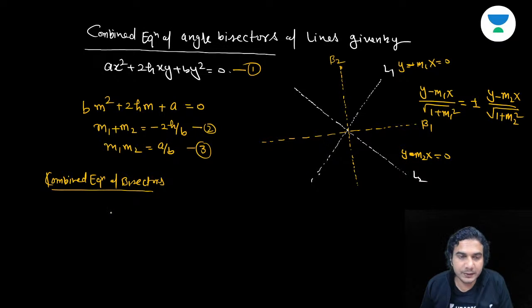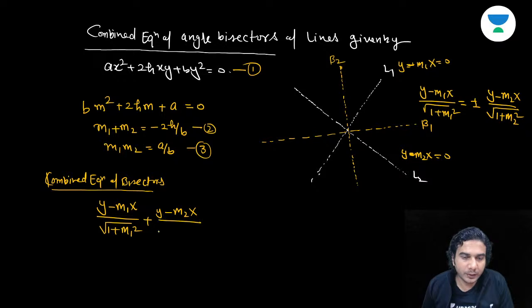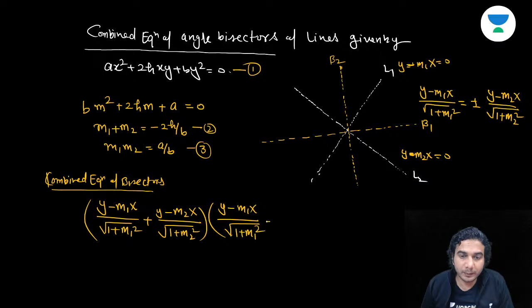So if you multiply these two, you'll get an equation like this: y minus m1x divided by under root of 1 plus m1 square plus y minus m2x upon under root of 1 plus m2 square, this is one of the bisectors, and the other bisector is y minus m1x upon under root of 1 plus m1 square minus y minus m2x upon under root of 1 plus m2 square, is equal to 0. This is the combined equation.